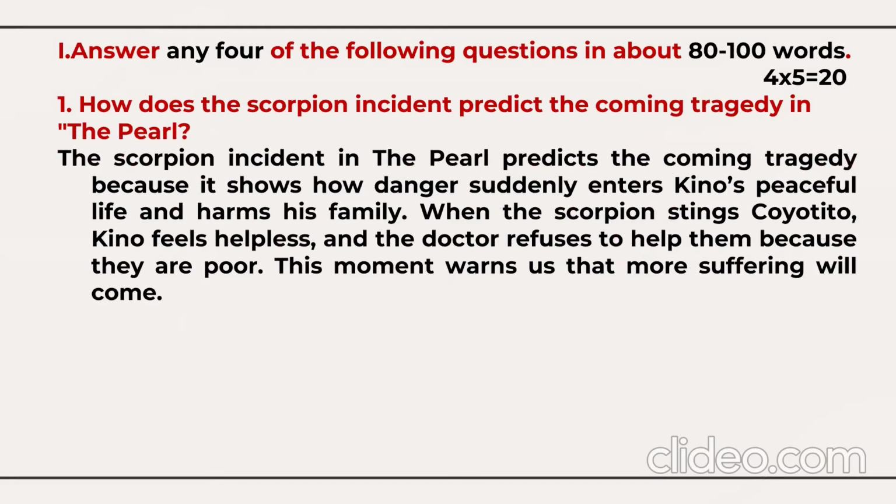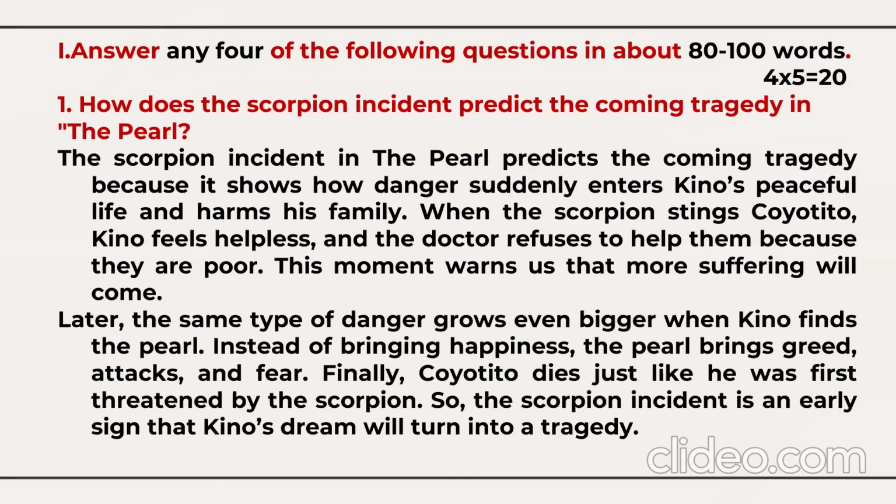The scorpion incident in the novel The Pearl predicts a coming tragedy because it shows how danger suddenly enters Kino's peaceful life and harms his family. When the scorpion stings Coyotito, his son, his young baby, Kino feels helpless and the doctor refuses to help them because they are poor. This moment warns us that more suffering is about to occur.